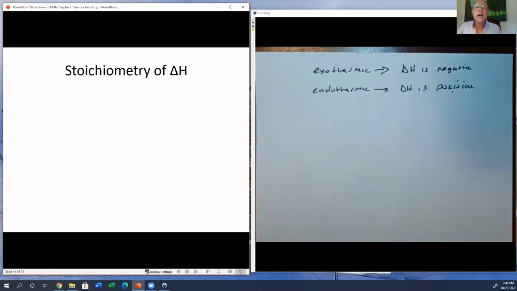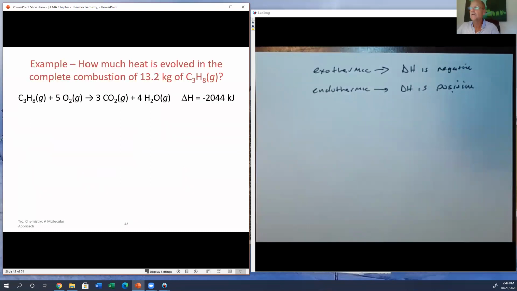Delta H has its own stoichiometry, just like other kinds of stoichiometry that we've looked at. So for example, let's say we have this problem. How much heat is evolved in the complete combustion of 13.2 kilograms of C3H8? So here's the reaction written out, and here's delta H for that reaction. Delta H is equal to minus 2044 kilojoules. Notice this doesn't have kilojoules per mole because it depends on moles of what you're talking about, right? So the stoichiometry here of delta H is just like all other stoichiometry that we've learned.